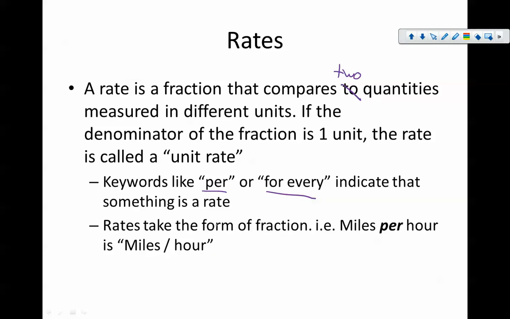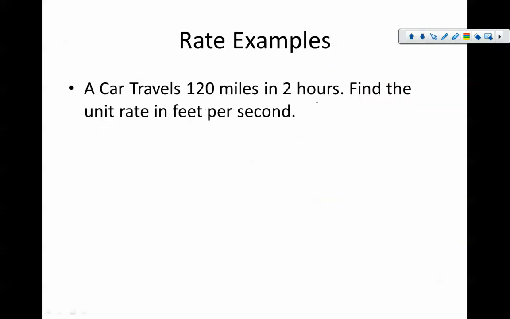You might recognize that, like miles per hour. Miles per hour is a rate. The way we write miles per hour mathematically is miles per hour, as a fraction, because a rate is a fraction. Now, what we're going to do with these rates is convert some things.